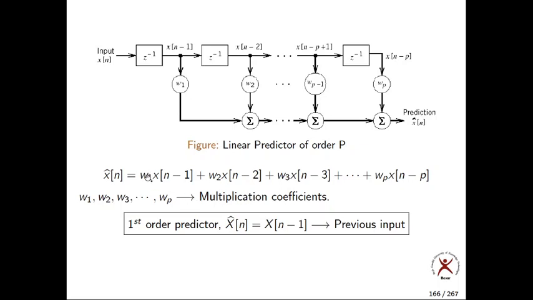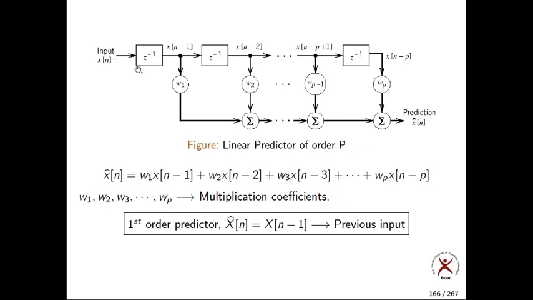Here we have to choose these multiplication coefficients W1, W2, W3 very cleverly so that the prediction will be accurate. Okay. So this is a linear predictor because we are adding everything linearly. Now what is a first order predictor? What does order P mean? There are P number of delay elements. So first order means there is only one delay element. Now if it is a first order predictor, the output is X cap of n equal to simply X of n minus 1, simply the previous input.